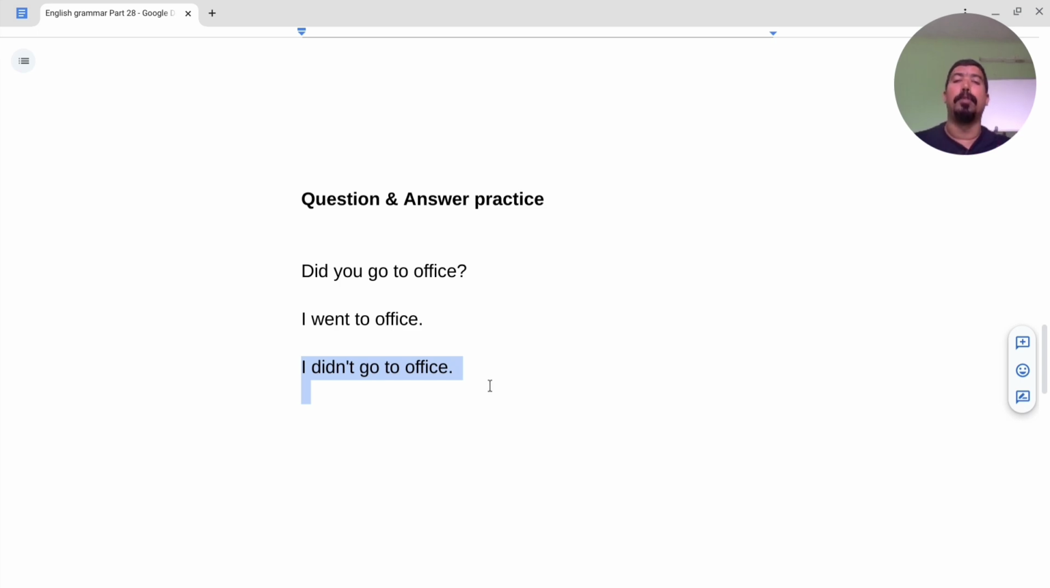Next one. I didn't go to office. If you want to tell somebody who didn't go, you can say I didn't go. I didn't go to office. Okay. The question is, did you go to office? Did you go to office? We will repeat it once again. I went to office. Repeat with me. I didn't go to office.